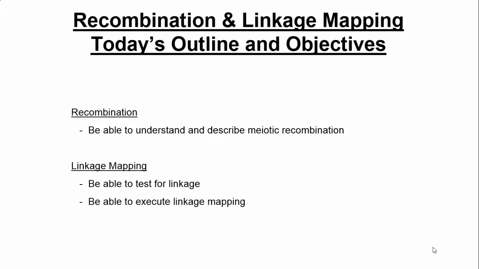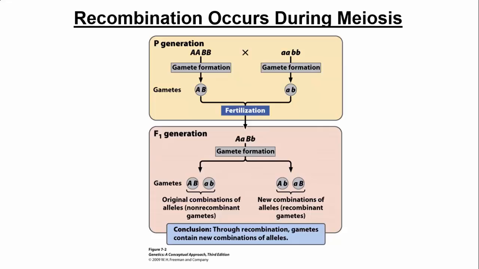In today's lecture, we're going to talk about recombination and linkage mapping. Recombination occurs during meiosis, and it's the result of something that happens when you have two genes that are linked, but you get switching of information between homologous chromosomes, between the maternal and the paternal chromosomes. So let's take an example here.